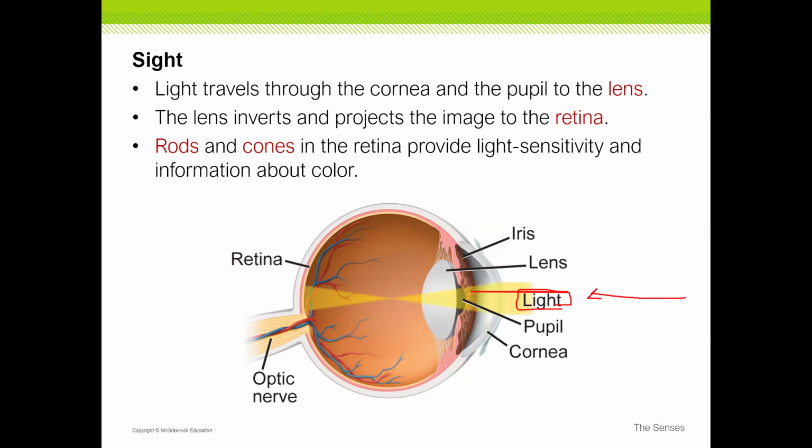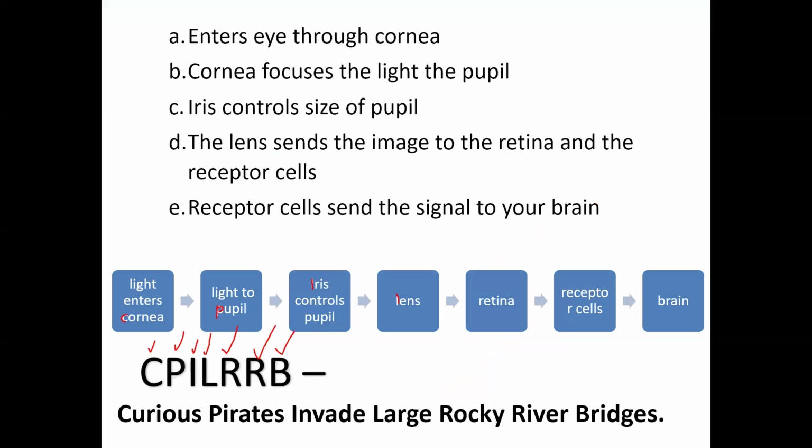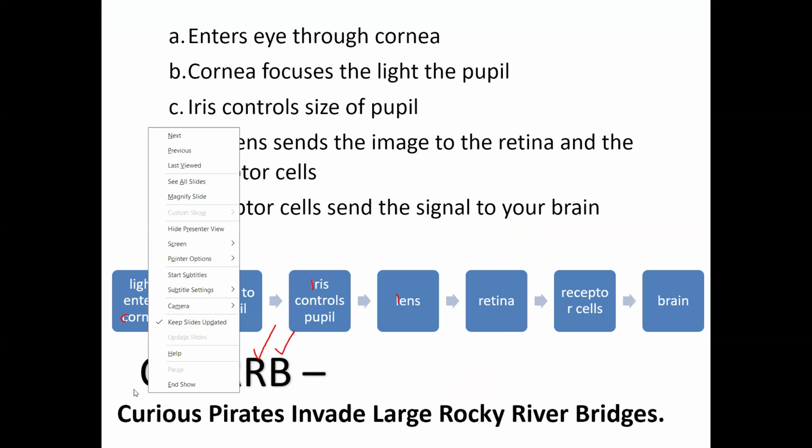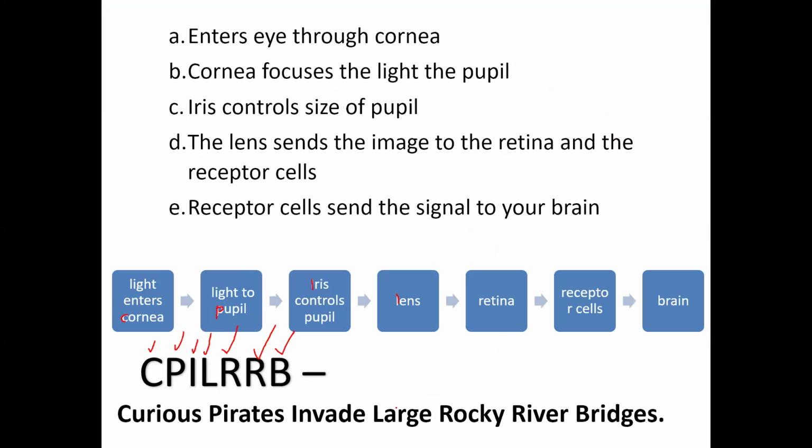Now, how does light work? Well, I've prepared a little bit of a document here to kind of help you out. Look at the bottom. Curious pirates invade large rocky river bridges. Say it with me. Curious pirates invade large rocky river bridges. So this is an acronym. It's an easier way to remember this, just how when you were a kid, you probably learned something like never eat soggy waffles for northeast, south, and west. It's the same concept here, just a little bit more difficult.